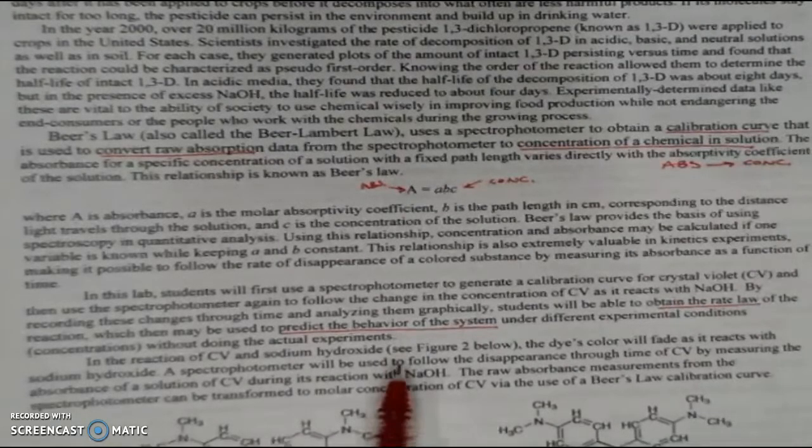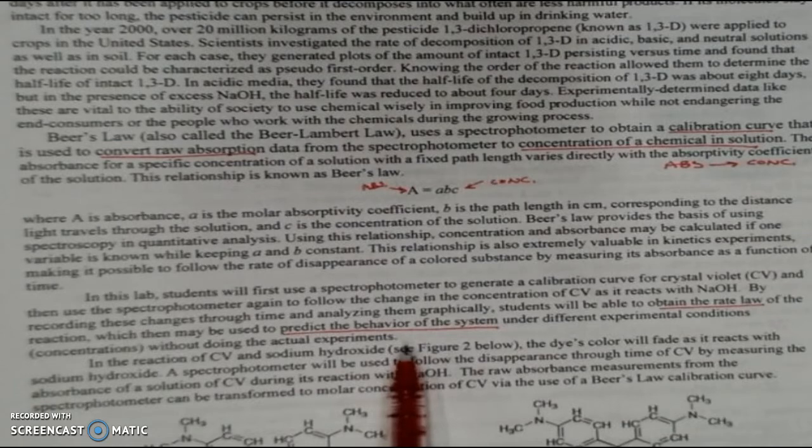If it's zero order, then the crystal violet has no effect on the rate. If it's first order, then it's directly related, so if you double the concentration of the crystal violet, you'll double the rate. And if it's second order, if you double the concentration, that'll increase the rate by 4 times. So that's kind of what it's saying here.